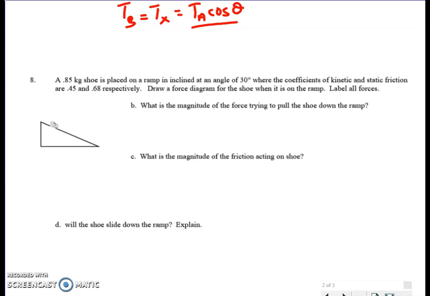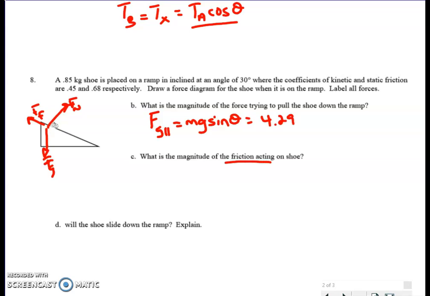Okay. Force diagram on the shoe. We have a normal force. We have friction. Some of you forgot the friction. And then you have a weight, FG. If you drew the weight components, that's fine. Okay. So what's the magnitude of the force trying to pull it down the ramp? That's FG parallel, which is simply mg sine of the angle. Put in the numbers, you get 4.2 newtons.